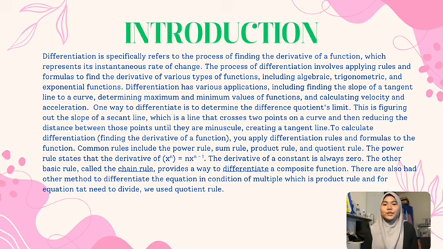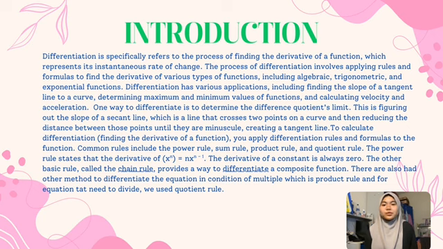One way to differentiate is to determine the difference quotient limit. To calculate differentiation, you apply differentiation rules and formulas to a function. Common rules include the power rule, sum rule, product rule, and quotient rule. The power rule states that the derivative of x^n equals n x^(n-1). The derivative of a constant is always 0.